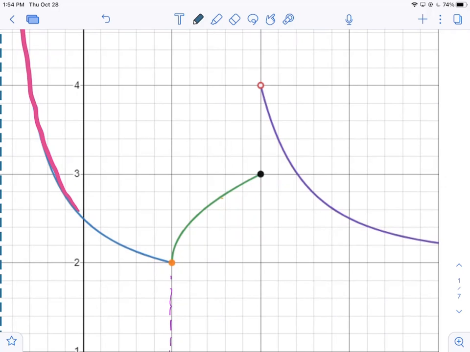And then based upon the evidence that you gathered, the limit from the left is 3, the limit from the right is 4. When your two one-sided limits exist but are different numbers, that's when we have this type of discontinuity, which is known as a what? Jump, right?